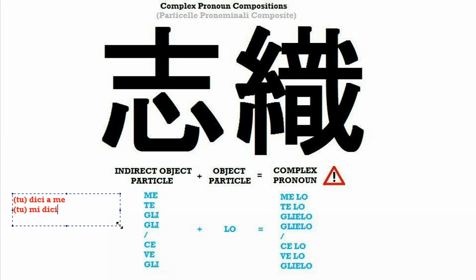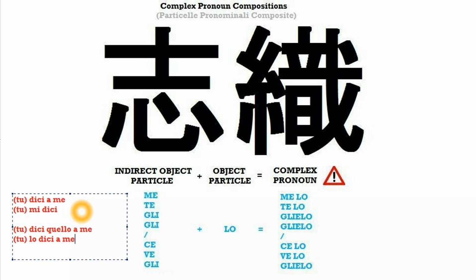Now what happens if we had to translate you say it to me? In this case, if we wanted to spell everything out, we would have tu dici quello a me. However, we will never hear somebody say this. What we'll hear is lo dici a me. So basically we contract the object and we place it before the verb.